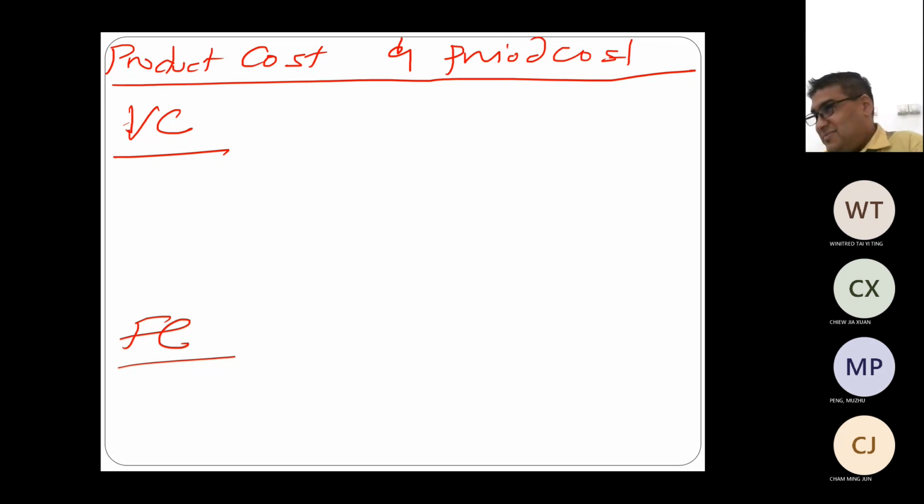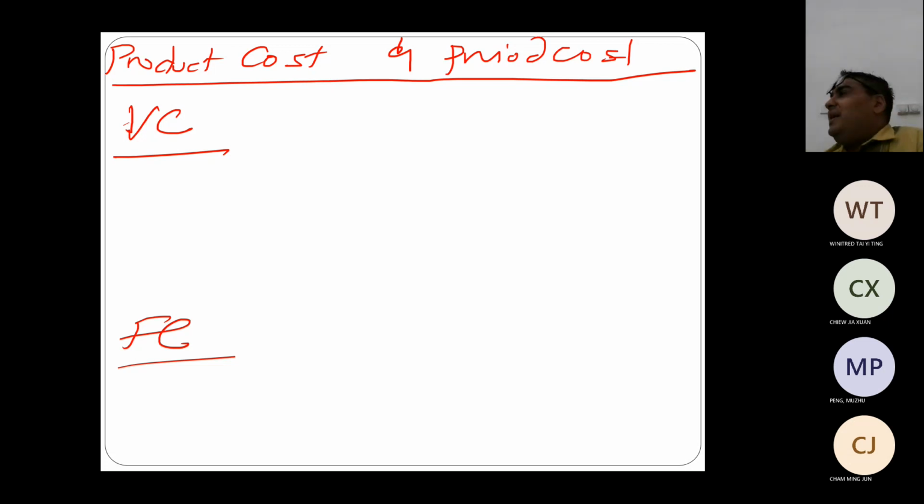Fixed in nature. What is it? You say fixed in nature, is it? Okay, some more? Anyone else? Because a lot of people will say this, fixed cost is cost that is fixed. True or false? Or cost that never changes? Or cost that is not influenced by the level of activity? True or false?